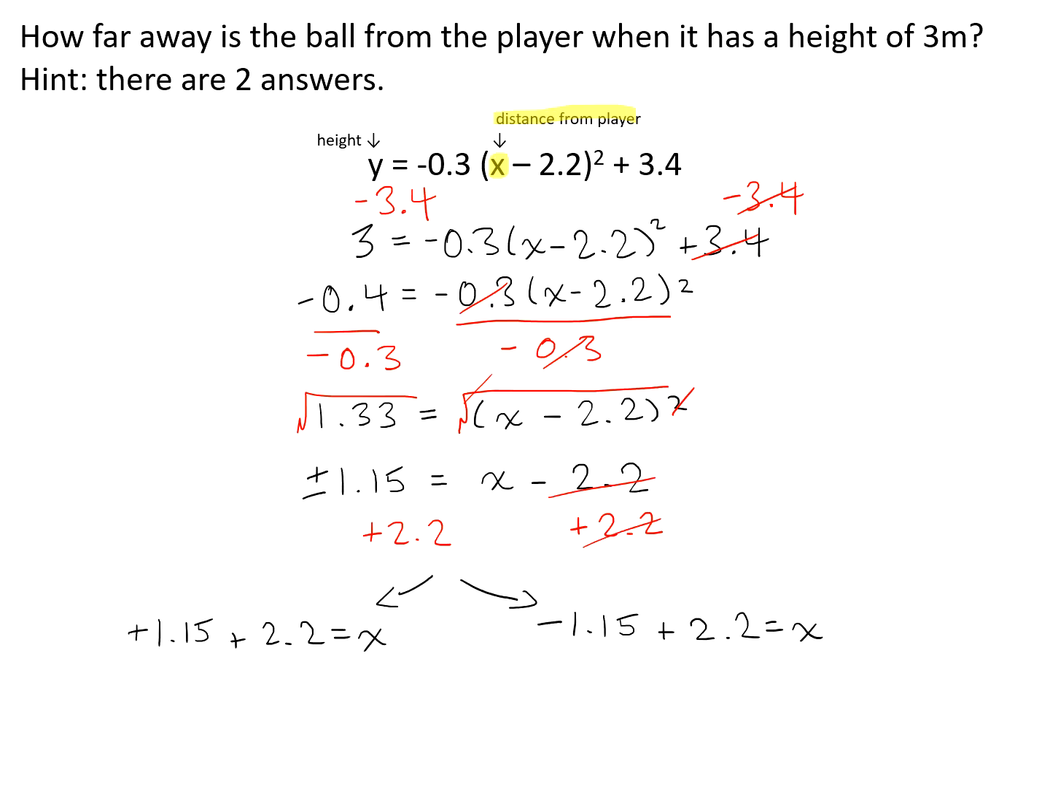We now have two paths to take. Positive 1.15 plus 2.2 and negative 1.15 plus 2.2. This means our basketball will have a height of 3 meters when it is both 3.35 meters away from the player and when it is about 1.05 meters away from the player. You'll recall that these values match the ones we found graphically earlier.